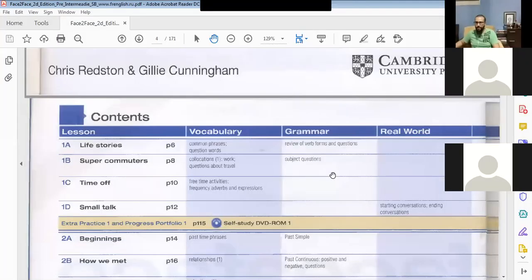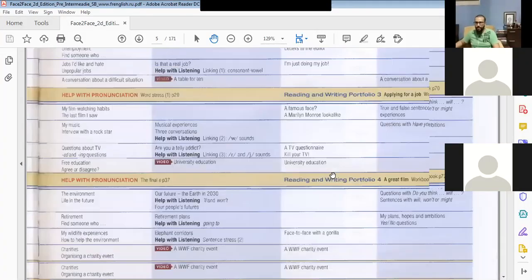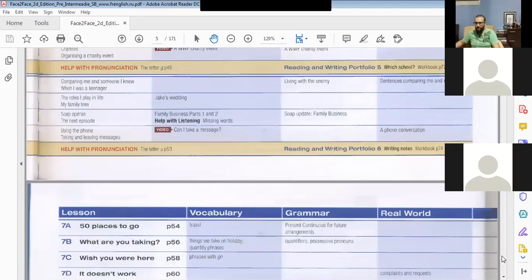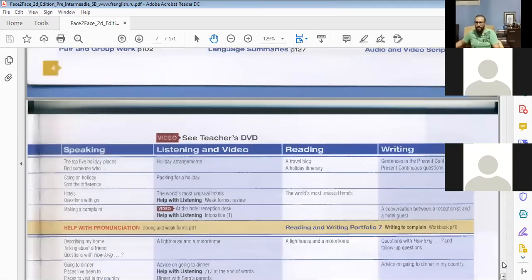Okay, I think now you can see the book. Can everybody see the book? All right. Yes. Great. Excellent.